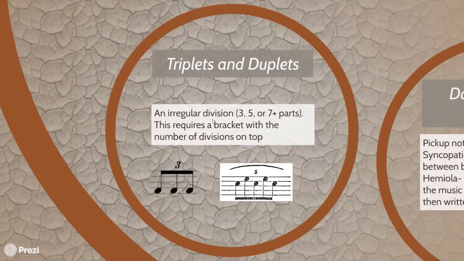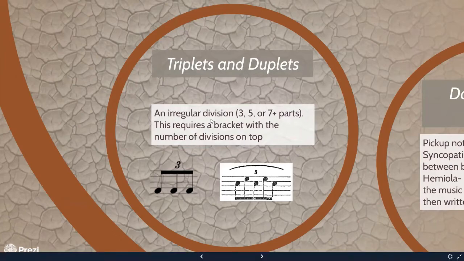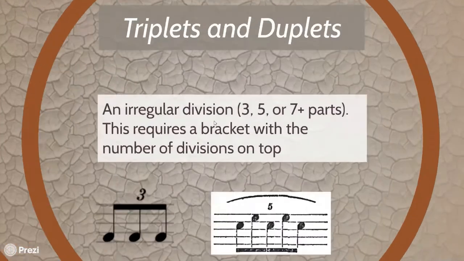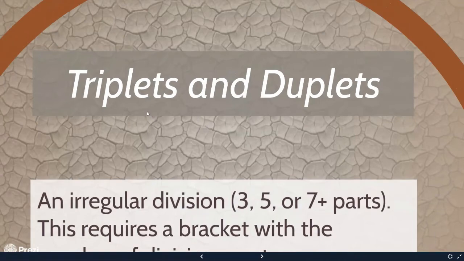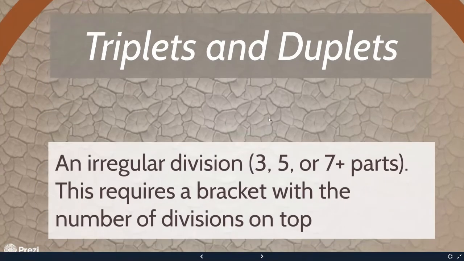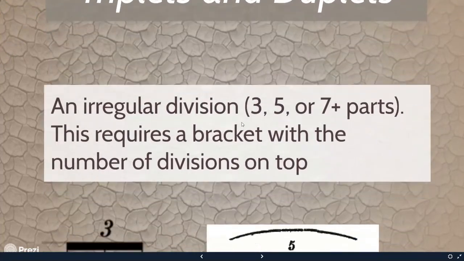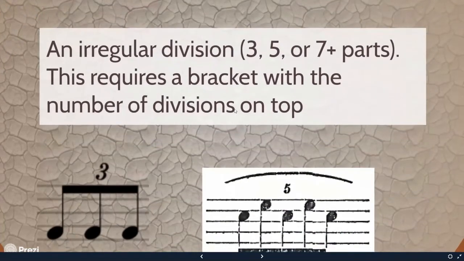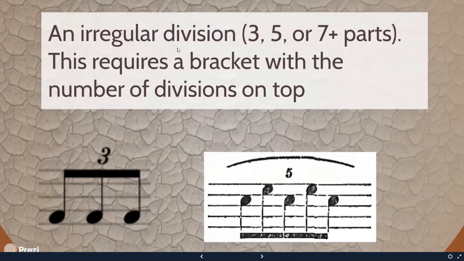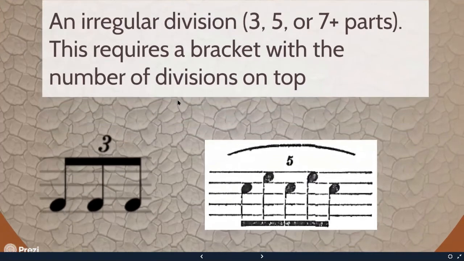Triplets and duplets. So now we have the beat. We can divide that into 2 or 3 equal parts, and we call those triplets and duplets. Triplets meaning we're breaking the beat into 3. Duplets meaning we're breaking it into 2. So we have irregular divisions of notes, meaning that you can take a beat and divide it into 3, 5, or 7 parts. This requires a bracket on the top with the number of divisions.